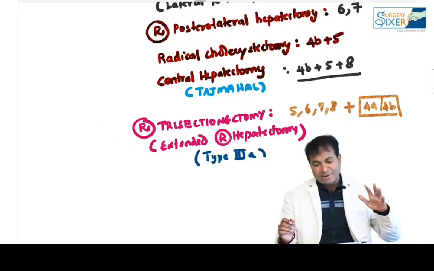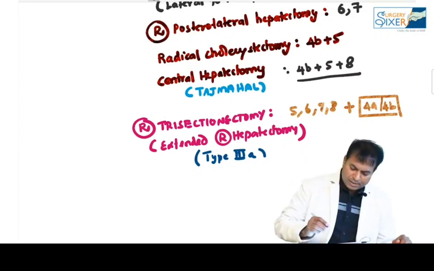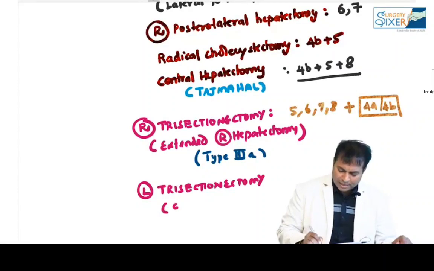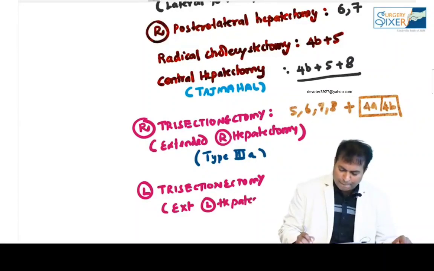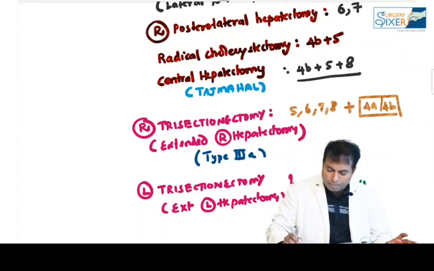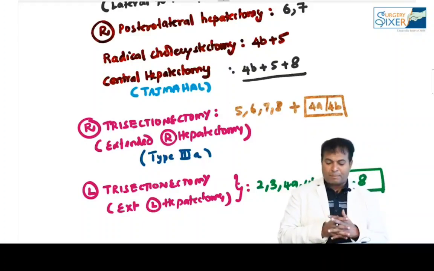I hope you will recall what we have discussed in the gallbladder chapter. So right trisectionectomy, type 3A hilar cholangiocarcinomas, we do this. Similarly, left trisectionectomy, also known as extended left hepatectomy. What are the segments removed? You can easily remember by understanding the first picture we drew. So 2, 3, 4A, 4B plus what we will remove? This is a repeat NEET question. We will remove 5 and 8, that is known as extended left hepatectomy or left trisectionectomy.